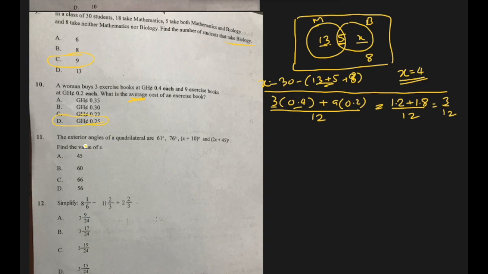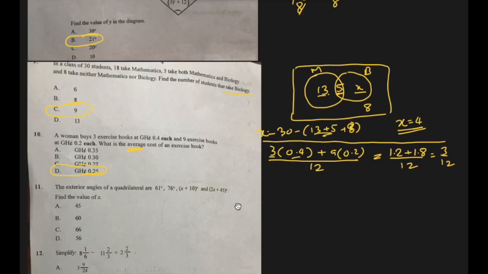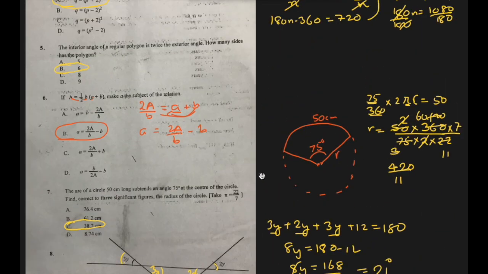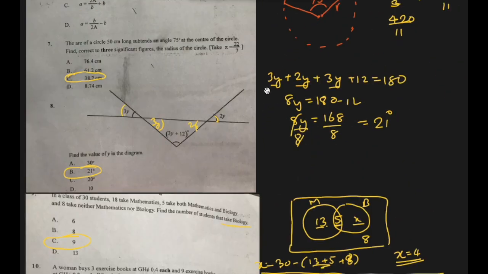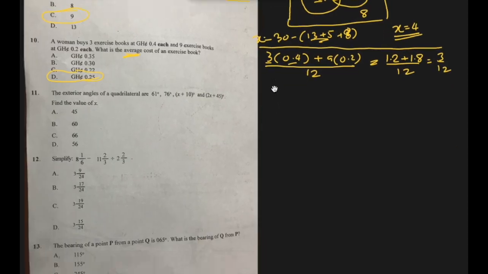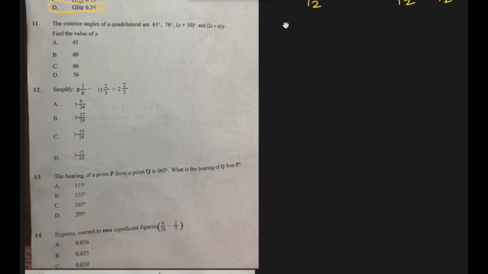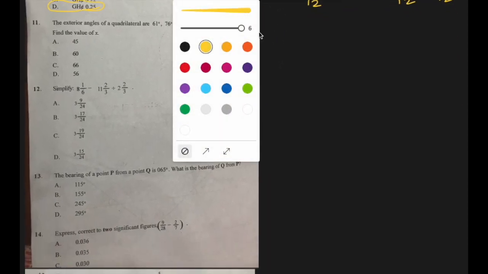Okay. The exterior angles of a quadrilateral are these, this and this. Find the value of x. The sum of all the exterior angles is 360. That's why in the previous question I used, if you remember, 360 divided by n for a regular polygon. Yeah, it's a regular polygon. But here it's not a regular polygon because all angles are not the same. So we will have to add them to get 360.